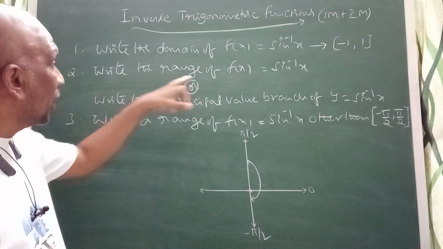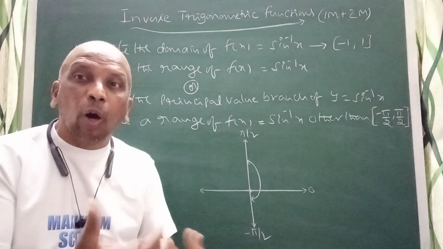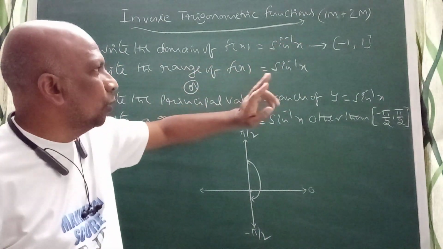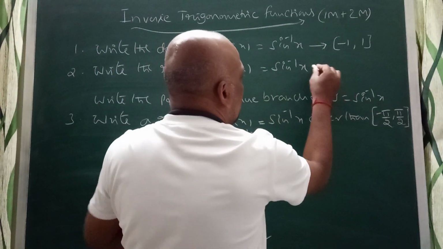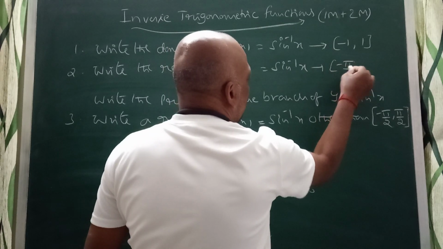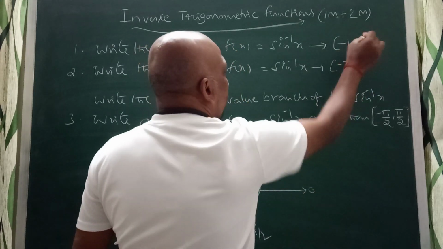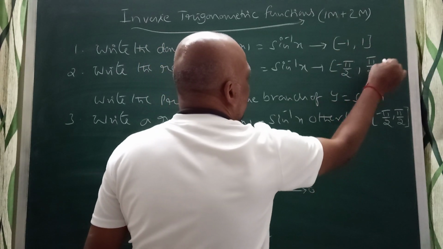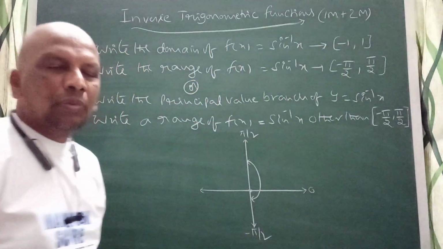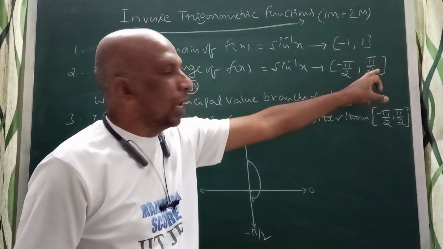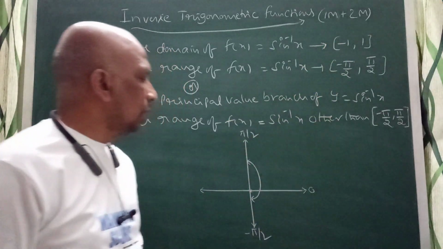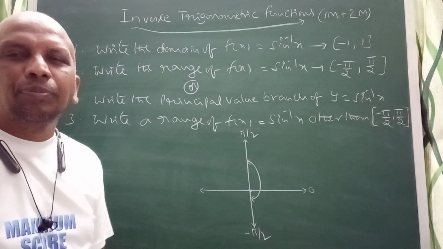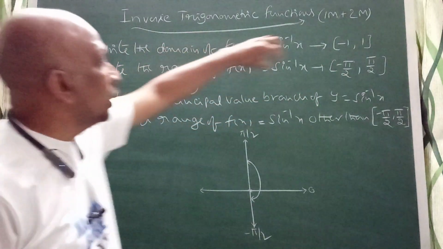At the same time, when they ask the range of this, range means output. If we take minus 1, you will get minus pi by 2. If we take 1, it will be pi by 2. So sine inverse 1 is pi by 2, and sine inverse of minus 1 is minus pi by 2. This is the range.